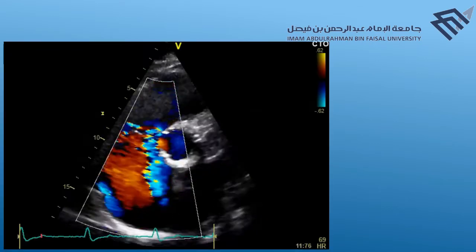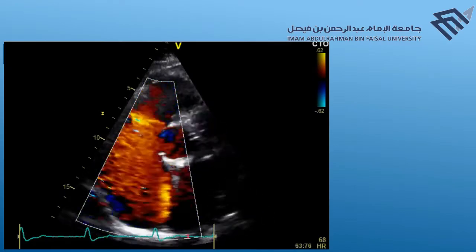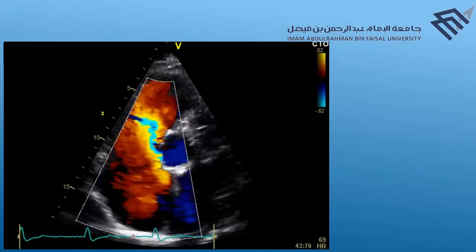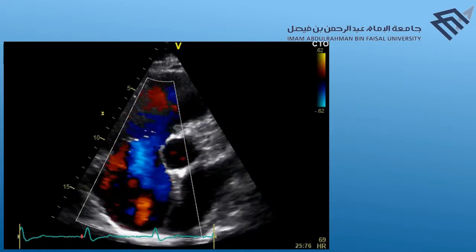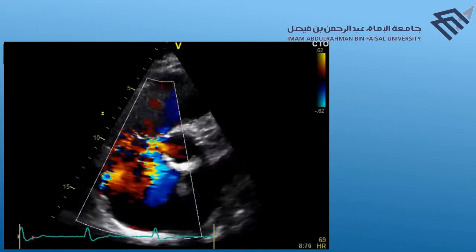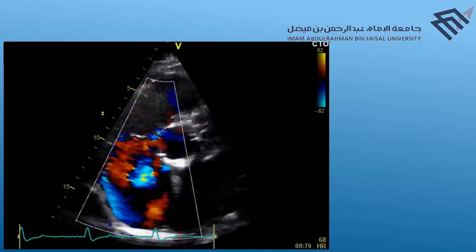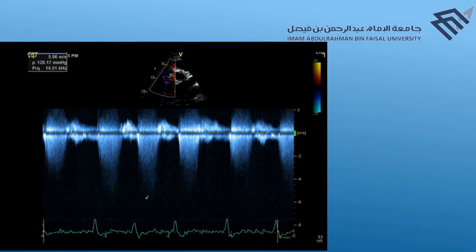This is a parasternal short axis view at the level of the aortic valve. It shows again significant tricuspid regurgitation. Putting the CW beam here, we get a pressure gradient across the tricuspid valve of 128 mmHg, which again denotes severe pulmonary hypertension, provided it is more than 2/3 of the systemic pressure during surgery.